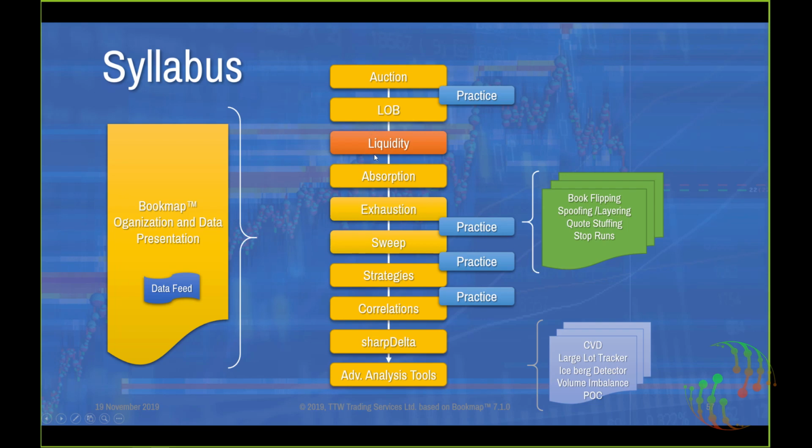So where are we in our timetable here? We talked about the auction yesterday. We talked about the limit order book yesterday. We did a nice practice. And now we are talking about liquidity, absorption, exhaustion. Then we will see the sweep. It's an absolutely fascinating move of the market, and so on. But let's talk first about the liquidity.